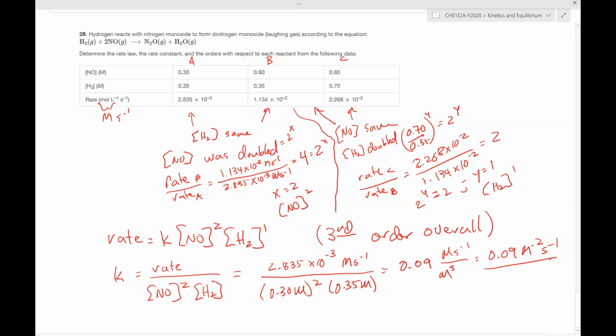If I look at experiment B and C, I might get slightly different values. This one looks like it's probably going to give you pretty consistent values. So that's how you use the initial rate method, and I hope that that helps you.